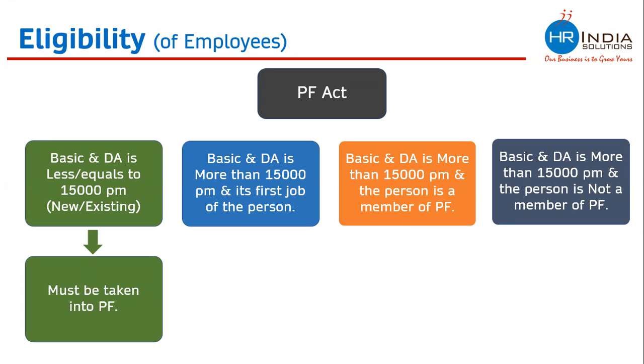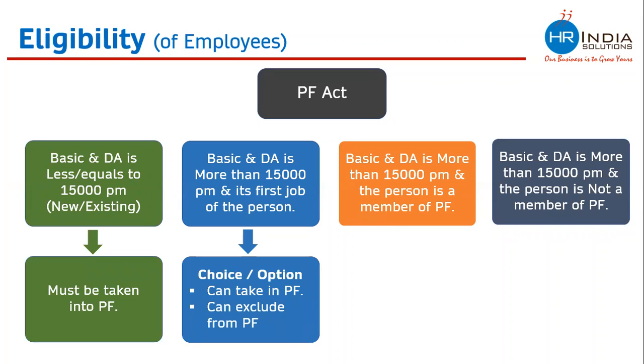There is no choice. In the second case, the blue box, where the person's salary is more than the 15,000 limit of Provident Fund, and it is his first job, he has never worked earlier, and he was never a member of Provident Fund, there is a choice with the employer. If the employer feels, the employer can take this person under PF, and if they do not want to take this person, they can exclude him, because he was never a member of PF earlier and his salary is also beyond the limit given by Provident Fund.